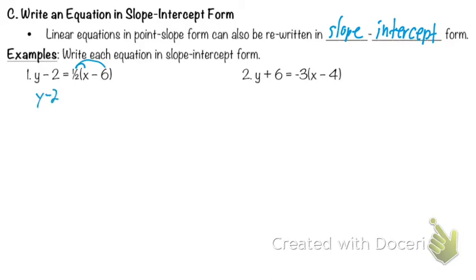So y minus 2 is equal to 1/2 times x. Well, what is 1/2 times x? 1/2 x. Minus 1/2 times the 6. Well, half of 6 is 3. So y minus 2 equals 1/2 x minus 3. So that's our first step. Halfway done.